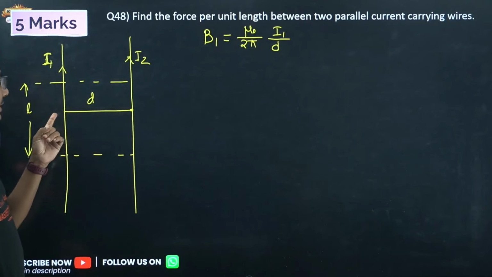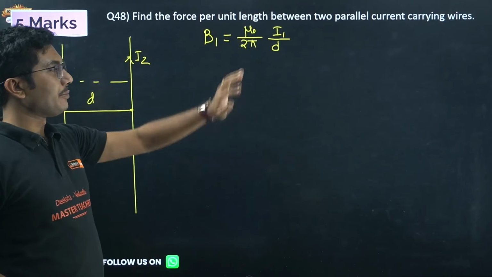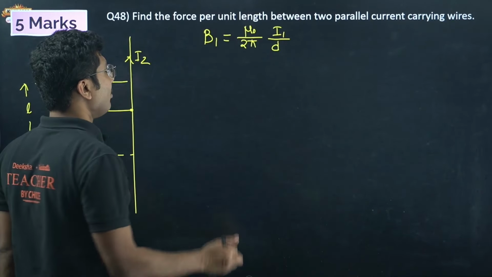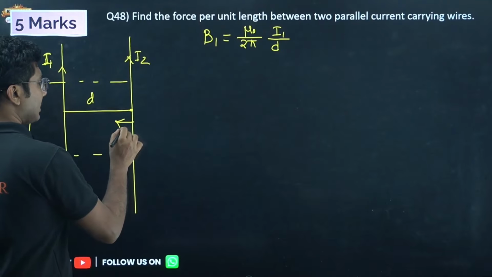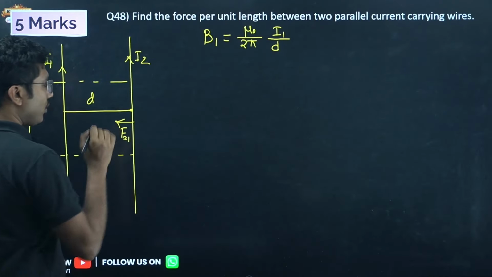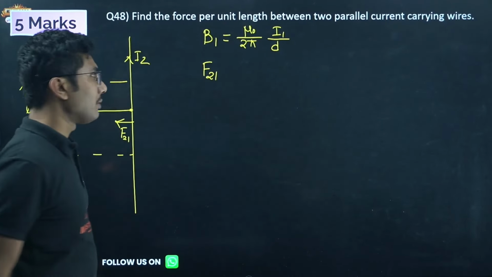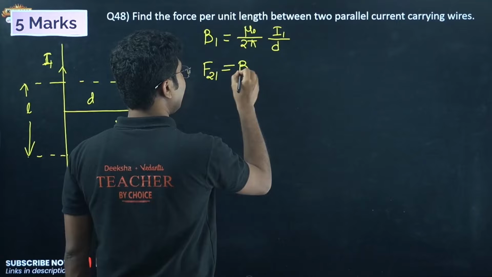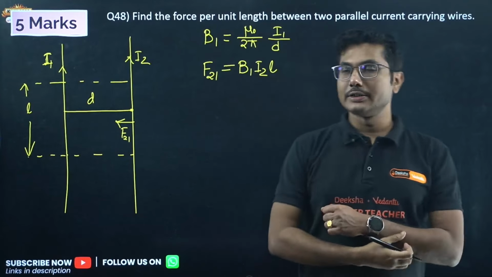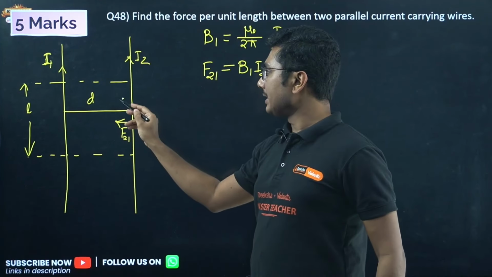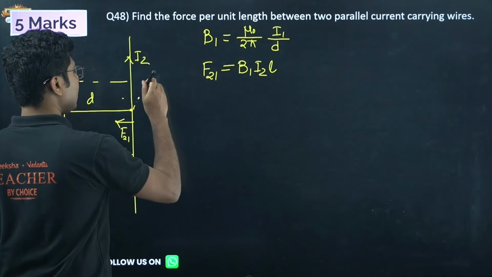Okay, so here the distance is small d, B1 is given by mu naught by 2 pi I1 by D. Now, what is the force acting on this wire? Force acting on this current carrying wire, say F on 2 due to 1. Force on 2 due to wire 1 will be given by, what is the formula? BIL sin theta. Okay, theta is 90 degrees here. So we can say that magnetic field and current are in perpendicular direction, so the angle is 90 degrees.